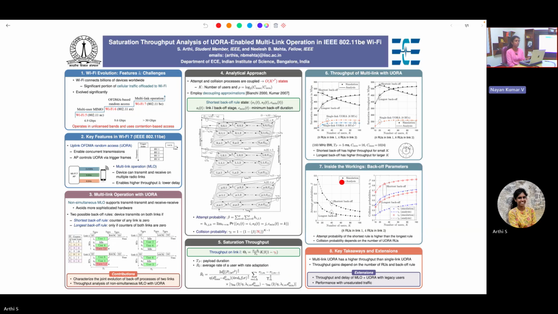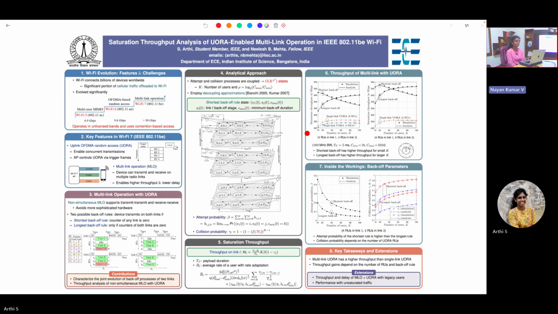With this, now let's look at the throughput of this model, where we plot the throughput of multilink with uplink OFDMA random access. In these figures, we plot the saturation throughput of non-simultaneous multilink with uplink OFDMA random access for two different RU configurations, where there are 8 RUs on link 1 and 4 RUs on link 2, and where the number of RUs is the same on both the links.